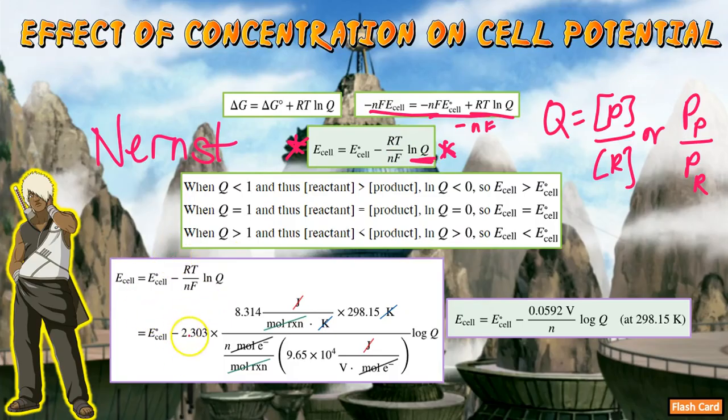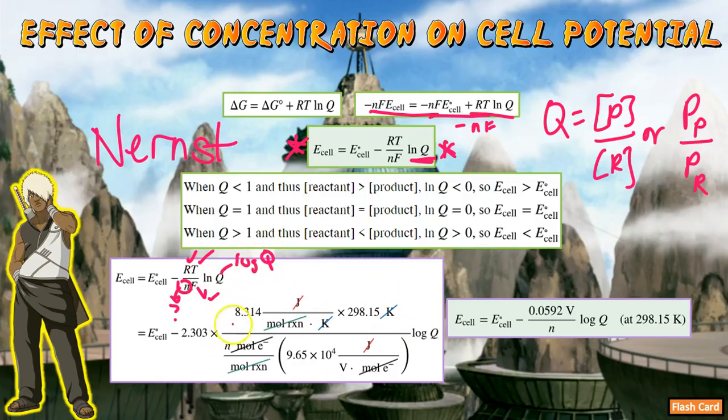Again, we're going to make sure that we multiply everything here by 2.303 to go from natural log to log. We're still going to have 8.314 for our R value. We're still at 298 Kelvin. We still don't know what our N value is. And of course, we know our Faraday's constant. And of course, we are now trying to go from natural log to now log of Q.